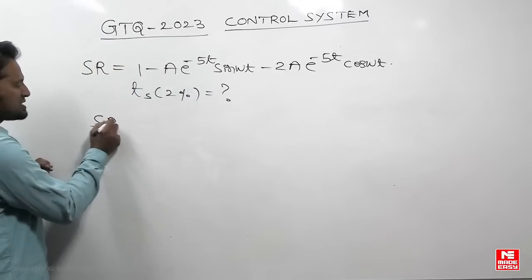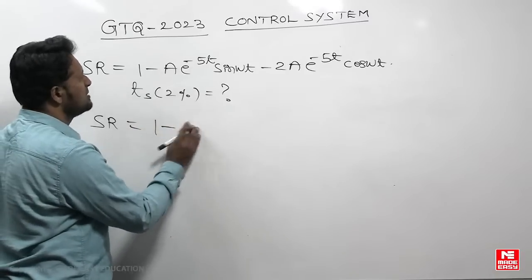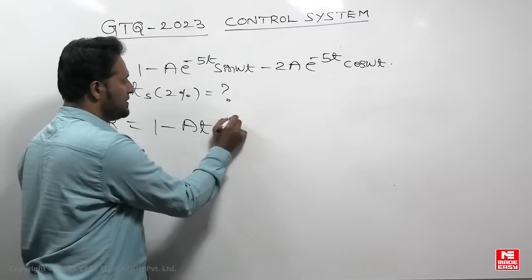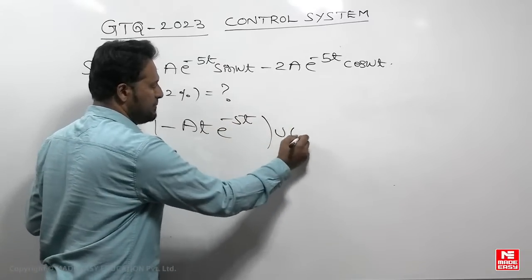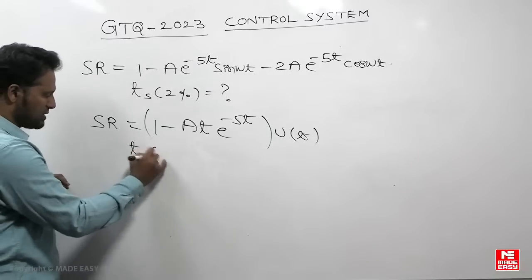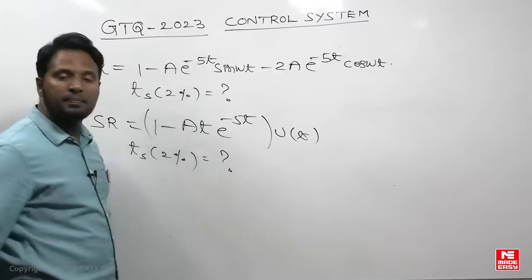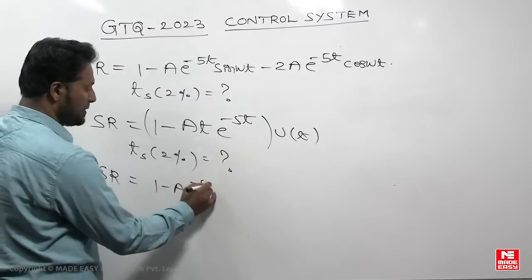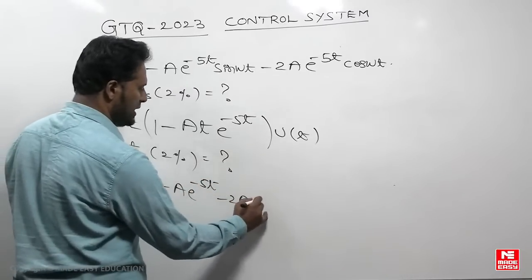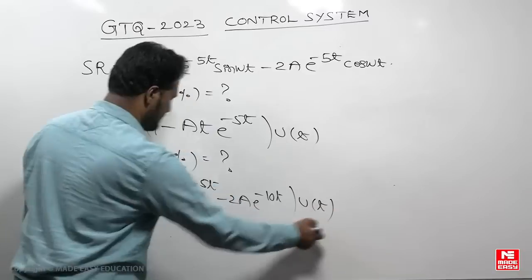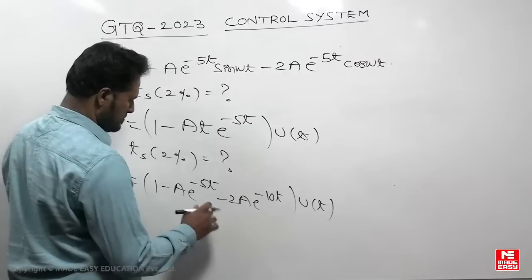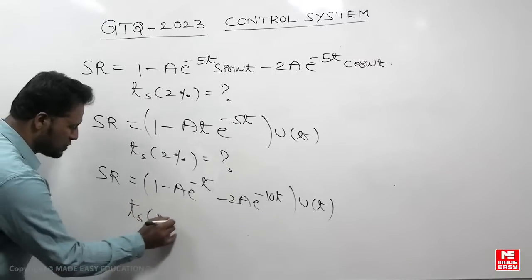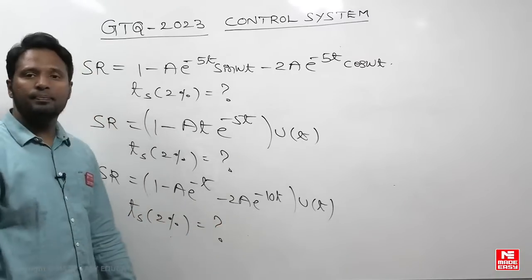Please pay attention. Suppose the step response is written to be 1 minus a t e to the power minus 5t u of t, and if I ask you the same question, find the settling time for 2% tolerance. Or else if the step response is given to be 1 minus a e to the power minus 5t minus 2a e to the power minus 10t u of t, and the question is to find the settling time for 2% tolerance.